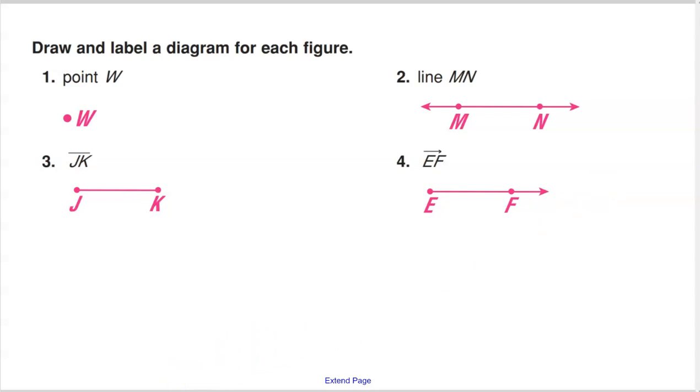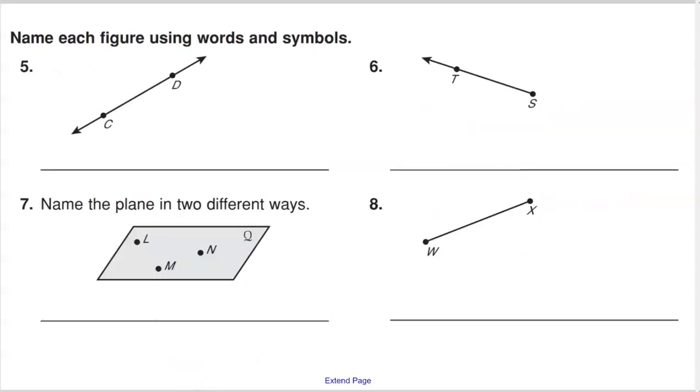Okay, let's take a look at a few more examples. All right, here it says name each figure using words and symbols. So here we have a line, not a line segment, because you've got the arrows going each way. So we're going to use C and D. We'll make sure we either say line CD or CD with a line on top with two arrows. The line on top is more common than seeing line CD.